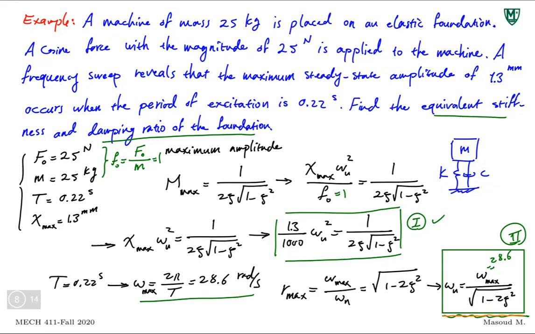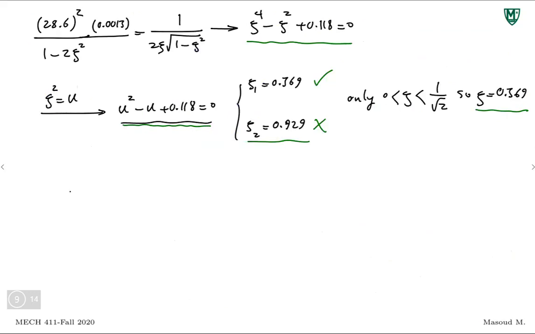Now in this equation, I have zeta. I can put zeta back. I have omega max. I can find omega n. Once I know omega n, I know omega n is the square root of k over m. So I can use that. I know the mass. I can use that to find the stiffness. All right, so let me do it this way. Let me add a line here, just to make sure that, again, you don't get lost.